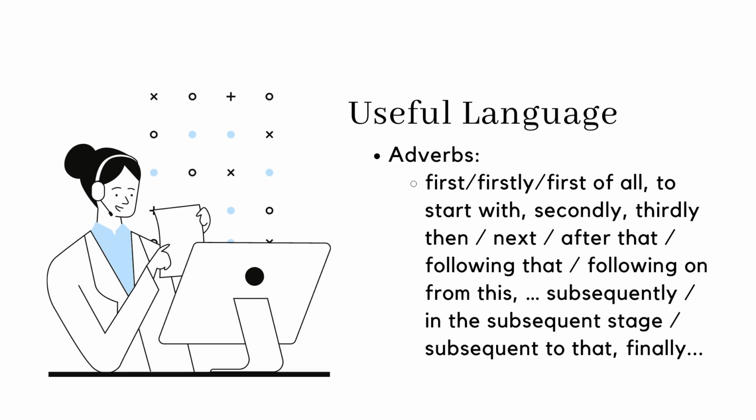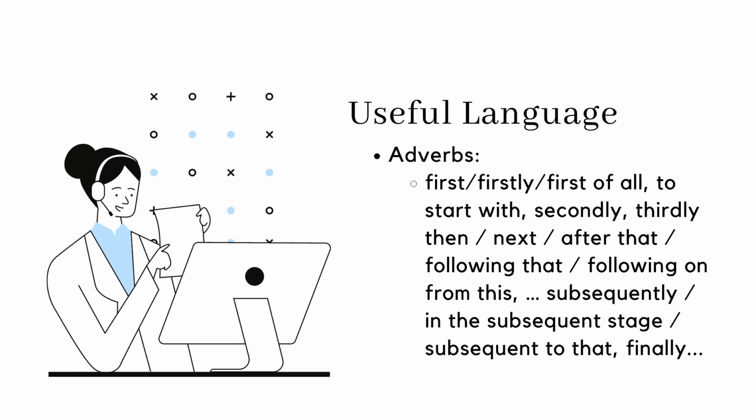Now, to show something is after something else, you can say then, next, after that, following on from this, and so on. And for the same purpose, other words such as subsequently, in the subsequent stage, subsequent to that, finally can be used. I hope this useful language will help you to link the information in your process task.